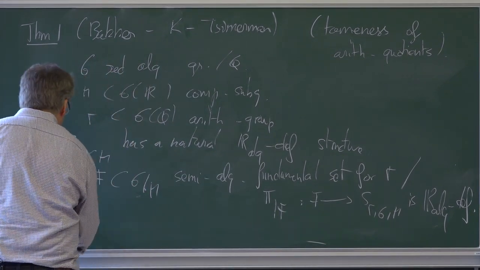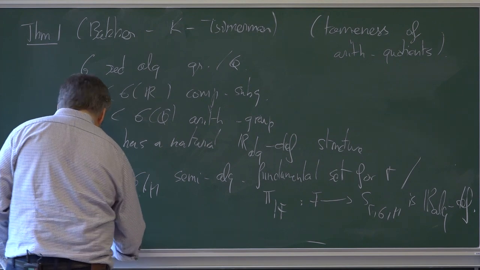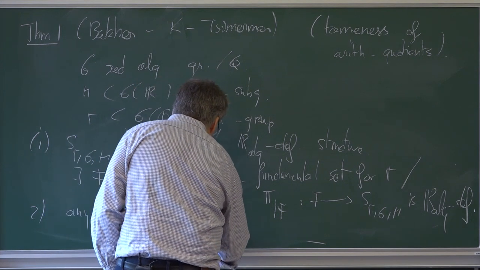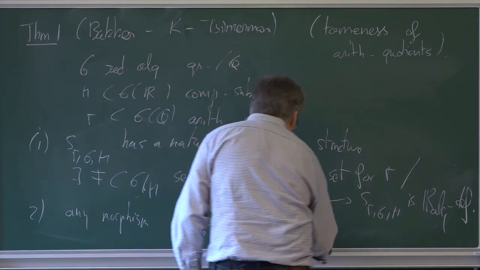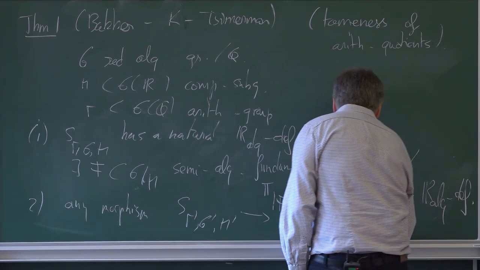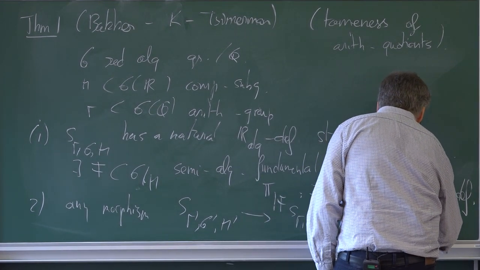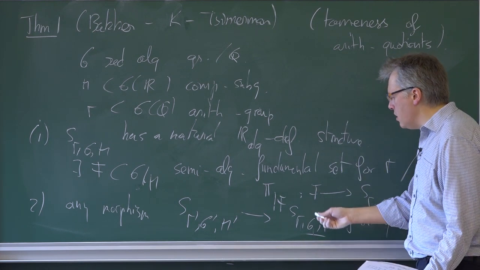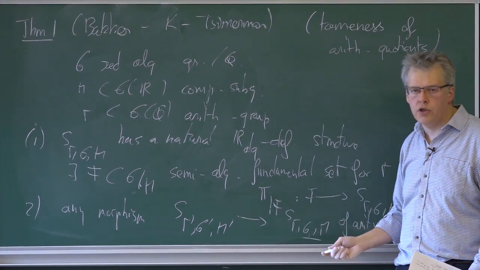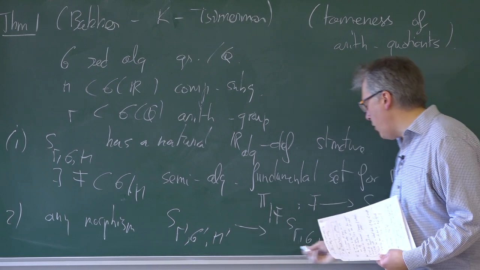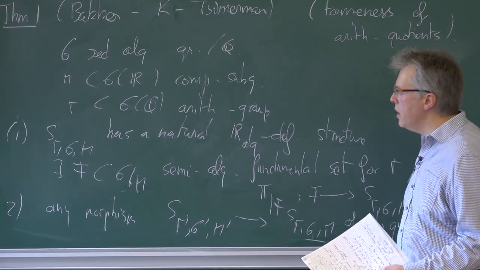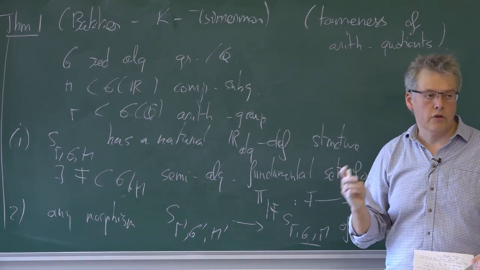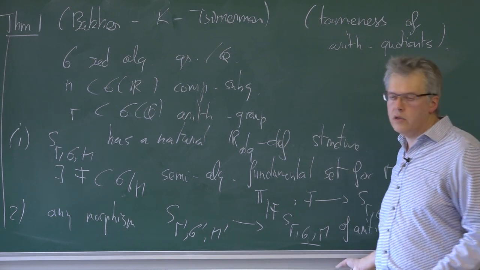And then two is that this is functorial, in the sense that any morphism S gamma prime, G prime, M prime to S gamma GM of arithmetic quotients is definable. A morphism of arithmetic quotients means that the morphism essentially comes from a group morphism from G prime to G following what happens for M prime to M and gamma prime to gamma. I'm a bit vague here, but I'm allowed to change the base point. I will make that precise tomorrow, but it takes too much time to do it now.